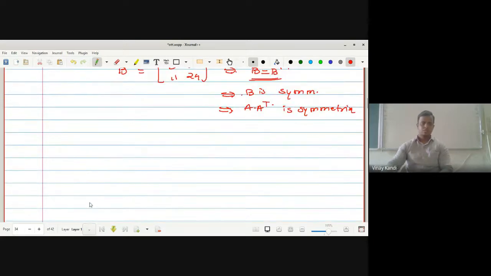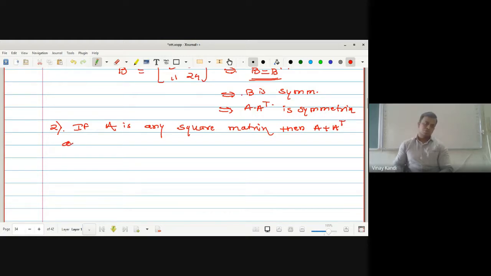Okay, now the second remark, if A is any square matrix, then A plus A transpose is always symmetric. Okay, take the similar example.